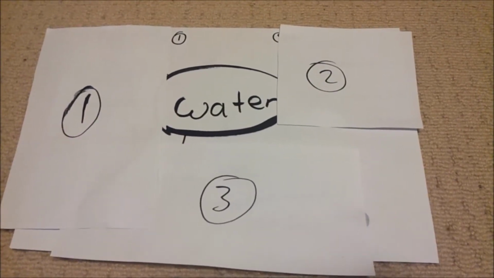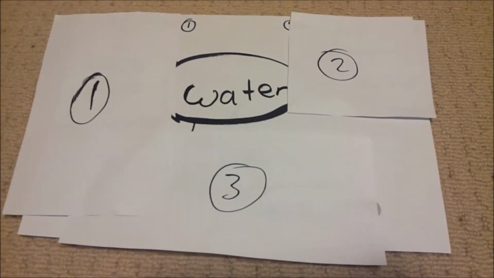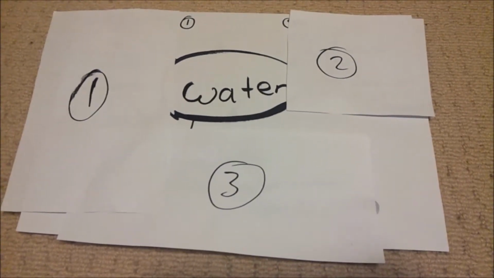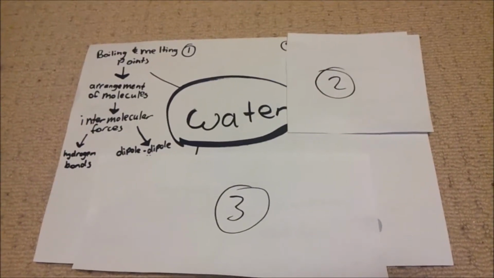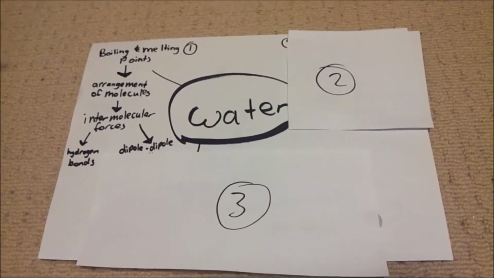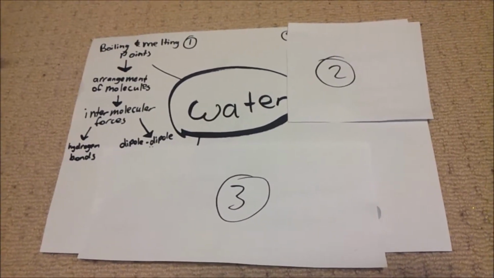Water is probably the most important compound on Earth. Some of the reasons are because of its properties. The first property we will be investigating is the boiling and melting points of water. But before that, let's make sure we understand some vital information.